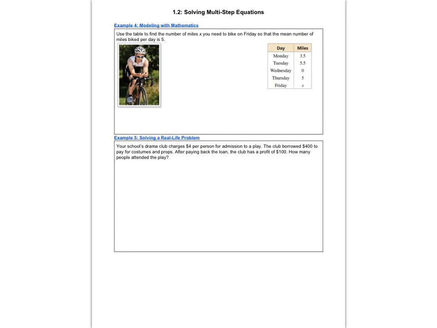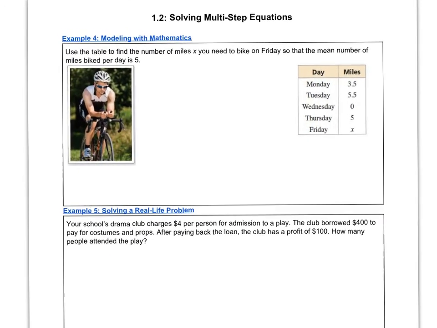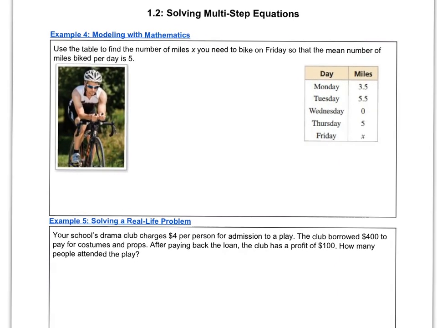In our first example, we're talking about a biker. It says, use the table to find the number of miles x you need to bike on Friday so that the mean number of miles per day is 5. So in our table, we have how much you biked on Monday, Tuesday, Wednesday, Thursday. We don't know how much you will have to bike on Friday, but we want the mean number of miles per day to be 5.